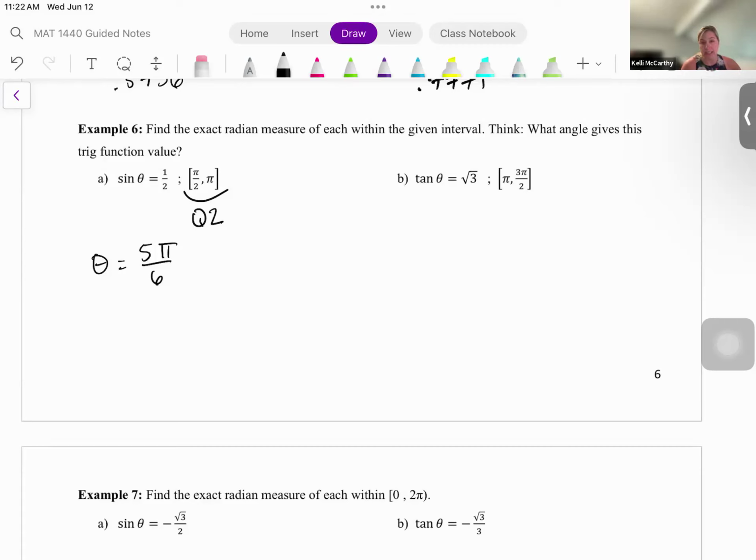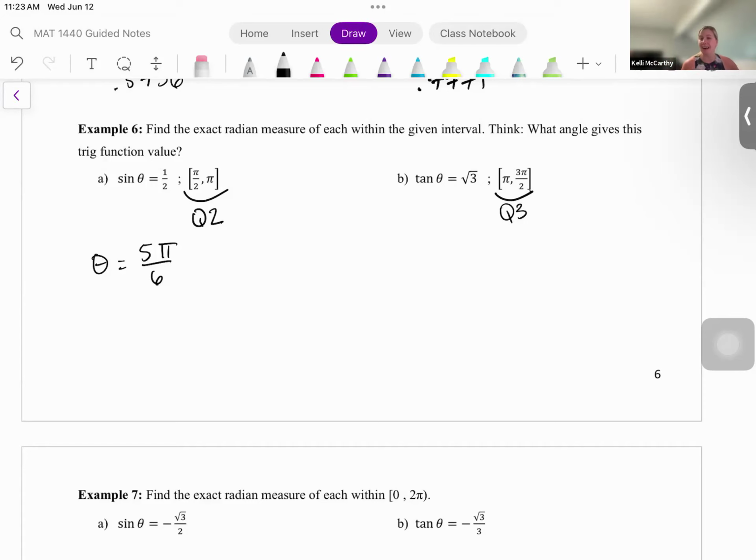Find the angle such that tangent of theta is equal to the square root of 3. Theta is in the interval from pi to 3 pi over 2. This is quadrant 3, which follows because tangent's only positive in the first and third quadrant. So either this had to be the first quadrant or this had to be the third quadrant.